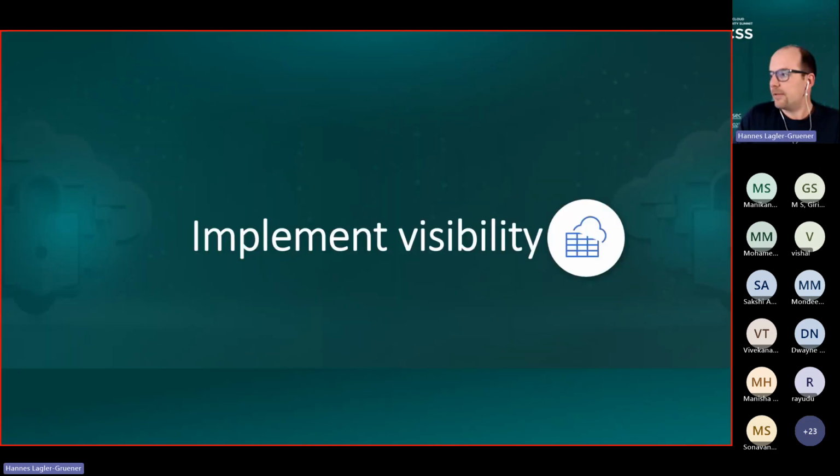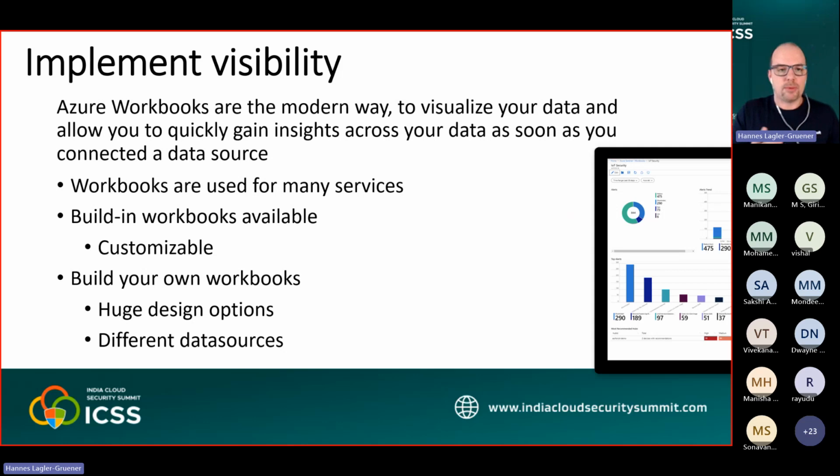Implement visibility. Visibility is really easy to implement, so it's nothing new. You can use workbooks. Workbooks are a way to visualize your data in Microsoft Sentinel. It's nothing new. You also have the ability to use workbooks, for example, for Microsoft Entra ID, but you can also use them for Microsoft Sentinel. And you have built-in workbooks available. It's really awesome how many are available at the moment. So from Microsoft, from the community, from third-party vendors, you can use these workbooks. You can change the workbooks. You can use the source code, for example, from a Microsoft workbook and bring it to your own workbook if required. We have the ability to use different data sources.